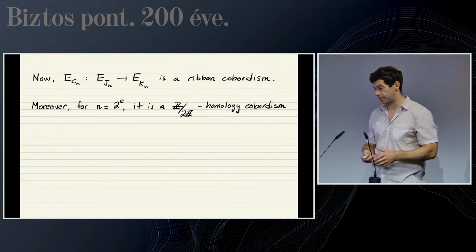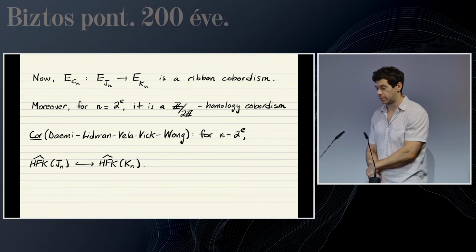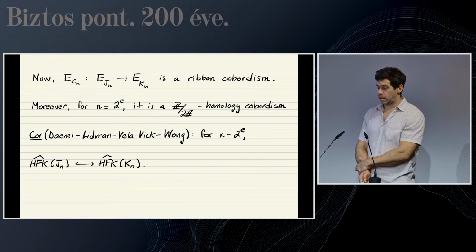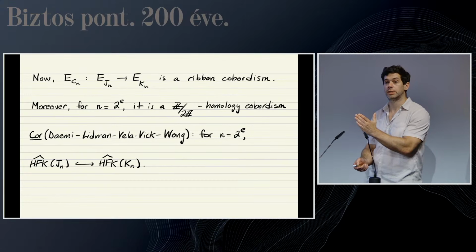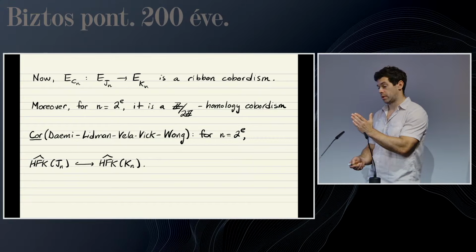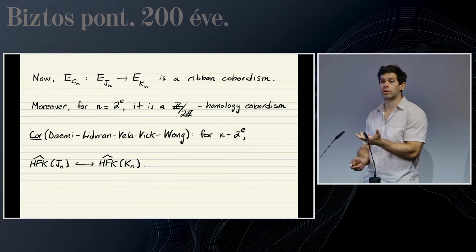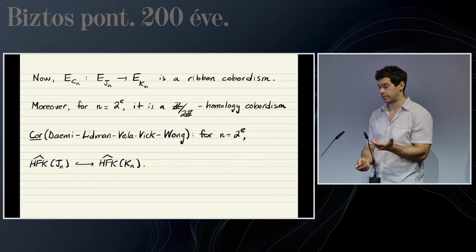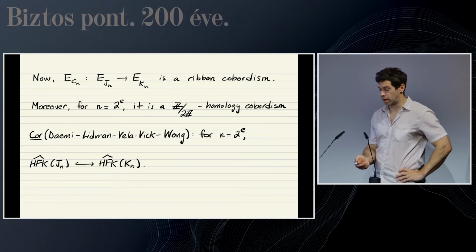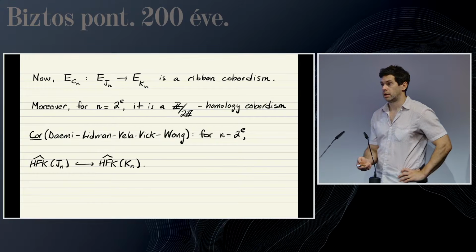Why is it important? It's important because of this nice work of Daemi, Lidman, Vela-Vick, and Wong, which says that if you have a Z2 homology ribbon cobordism between two knot complements, then in fact, you get an injection on the knot Floer homology. So this is a generalization of Ian Zemke's result for knots in S3, right? So in particular, when n is a power of 2 in our setting, we see that the knot Floer homology of J_n injects into the knot Floer homology of K_n. Okay. So now let's put all these pieces together.